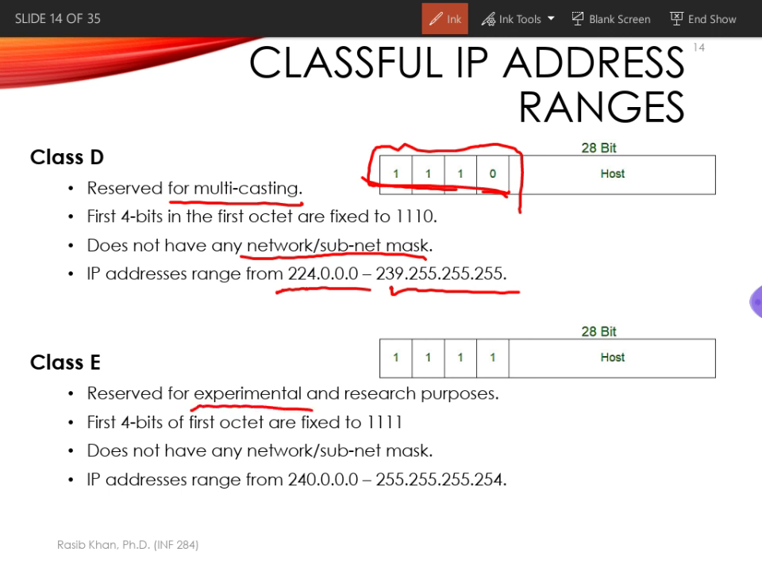For class E, this is again a special class, and this is reserved for experimental purposes and not for public use. And here the first 4 bits are set to ones. For class E, we also do not have any network or subnet mask, and given the way that we have the first 4 bits in the first octet set to ones, the minimum number that we can generate is 240.0.0.0, and the maximum that we can generate is 255.255.255.254.